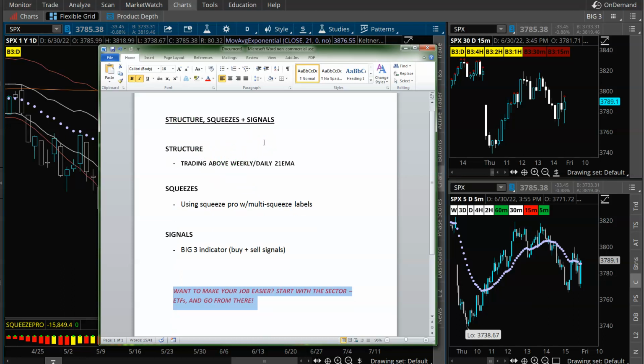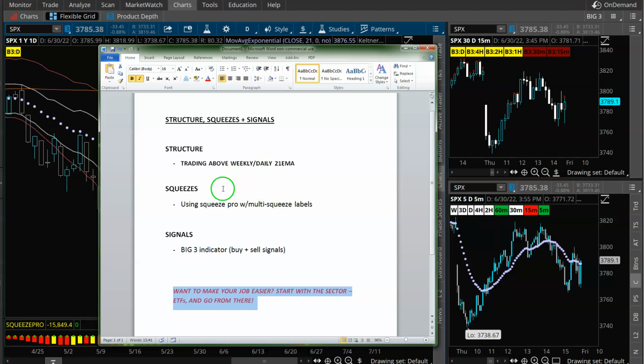As far as structure, we're not going to go too far off the deep end tonight. As a couple of important basics, we're looking for things that are trading above their weekly and daily 21 EMA. So kind of the foundation of structure there. And then, of course, the squeezes. I'm using the Squeeze Pro. You can use the free squeeze, which is free on Thinkorswim and TradingView. I think the squeeze is free on a lot of platforms. But I'm using the Squeeze Pro, and then I'm using the multi-squeeze labels over here. That way I can get a quick snapshot of all the squeezes across all the different time frames.